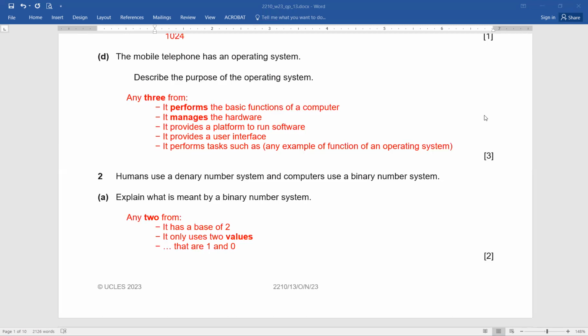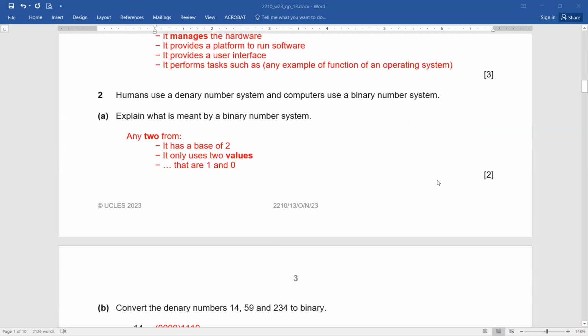Okay, that's wonderful. Question number 2. Humans use a denary number system and computers use a binary number system. Explain what is meant by a binary number system. So it's a 2-mark question. So simple. It has a base of 2 and it only uses 2 values which are 0 or 1. You have written these points and you are able to score 2 out of 2 so easily.